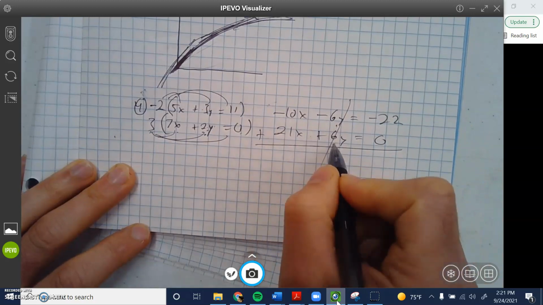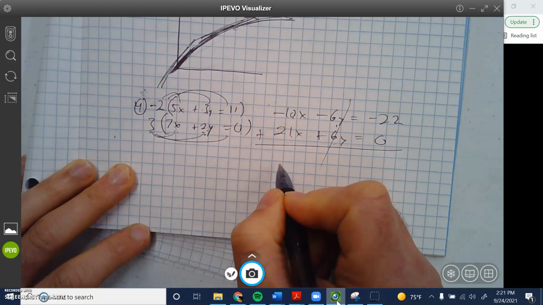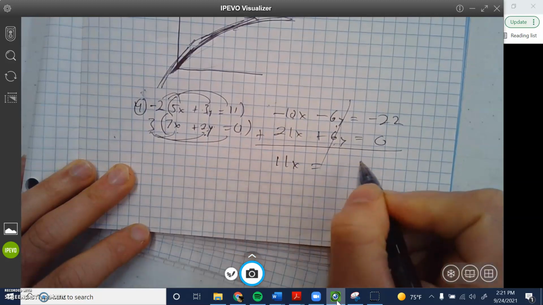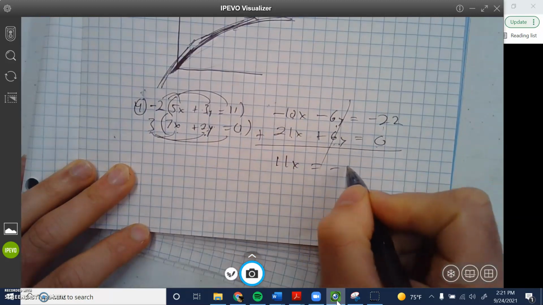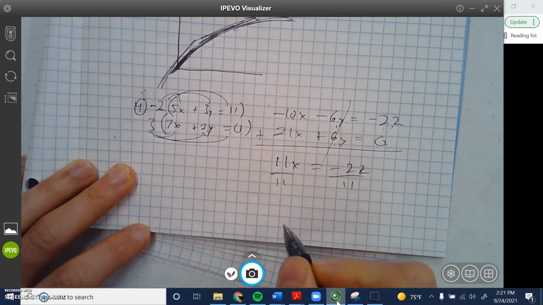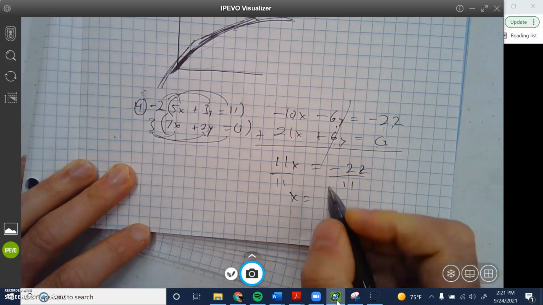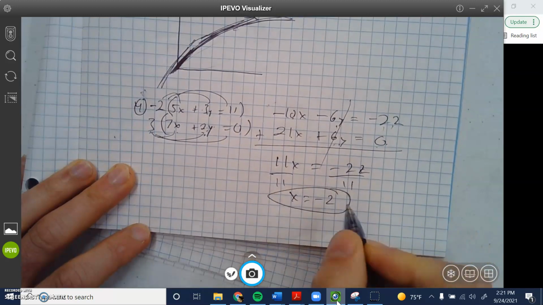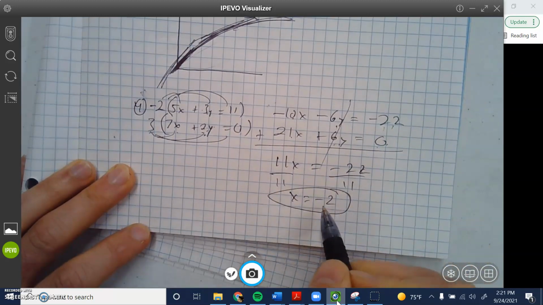Okay, add them up because I got a magic pair. -10 plus 21 is 11. This is 0, and so this is -22. -22 plus 0 is that. So divide by 11, x equals -2. Okay, and I need to plug it back in.